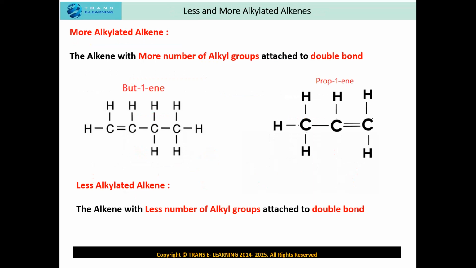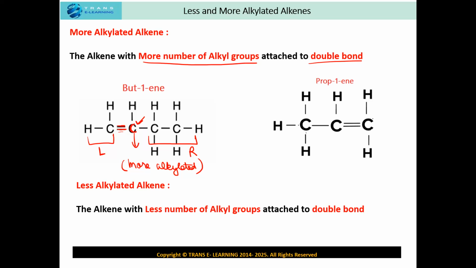Now, less and more alkylated alkenes. This is also very important to understand the mechanism of Markovnikov's rule. So, more alkylated alkenes are alkenes with a greater number of alkyl groups attached to the double bond. Again, if I see here the double bond, this is but-1-ene. On the left hand side, we have just one carbon atom attached to the double bond. But if we see the right hand side, the carbon atom which is attached to the double bond has two alkyl groups attached to it. So this carbon atom is more alkylated.